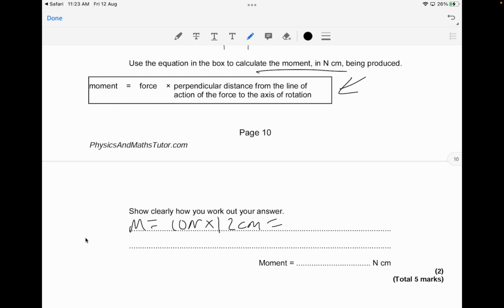So do read the questions carefully to analyze this type of question. You have 10 times 12, which gives you 120 Newton centimeters. Okay, we're going to edit that part as well. So you have 120 Newton centimeters. All right, let's move on.